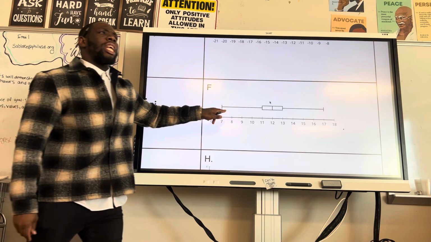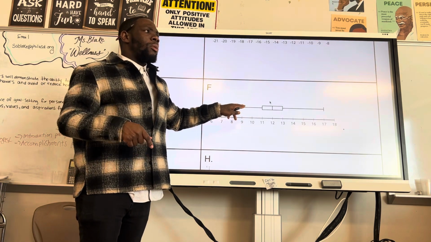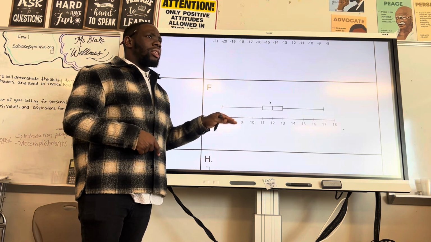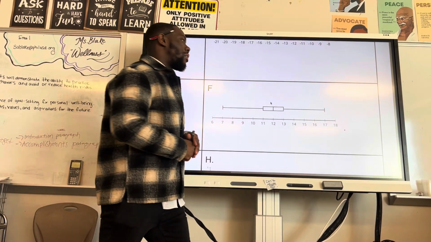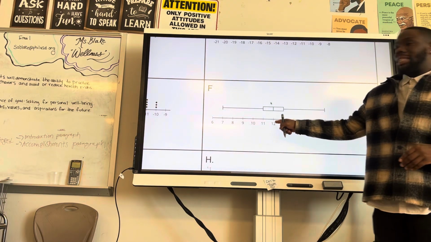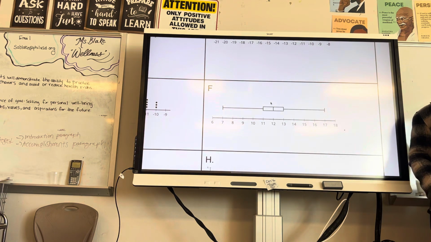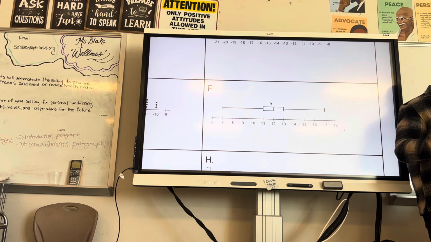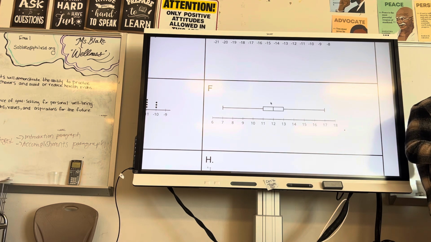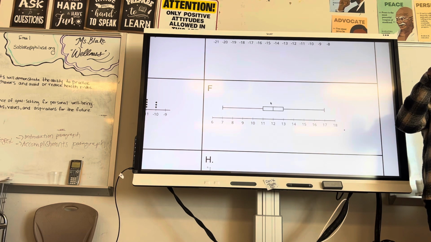I want to hear one more thing about this one before we get to yours. Anything kind of noticeable about it? The median, what's that? Good job, it's 12. Notice that it's 5 from 7 and also 5 from 17. How does it look as far as distribution goes? Is it unbalanced, uneven, or real balanced? It's really balanced.